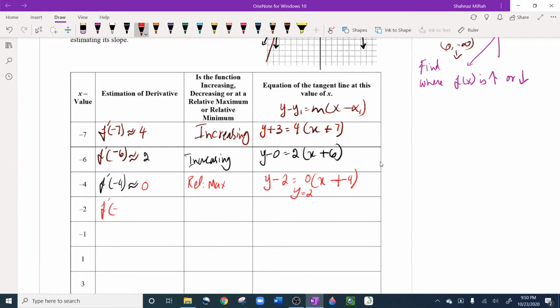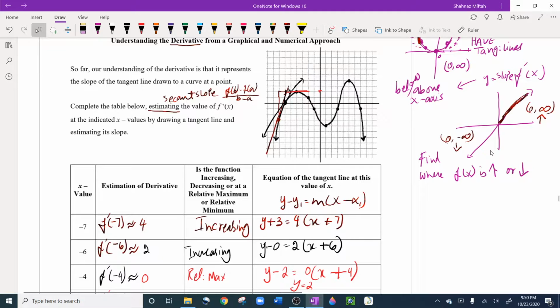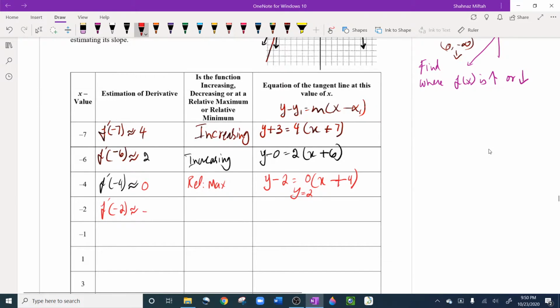Now I do f prime negative 2 approximation. Draw negative 2. 1 and 2, this is negative 2, and I draw a tangent line, and technically this tangent line is giving me a negative slope. So I'm falling 1 and running 1. Do you see? I'm falling 1 and running 1. I'm picking exactly these corners where my line is going. So it's negative 1 approximation. The slope of the tangent line at negative 2 is negative 1, which means it's decreasing.